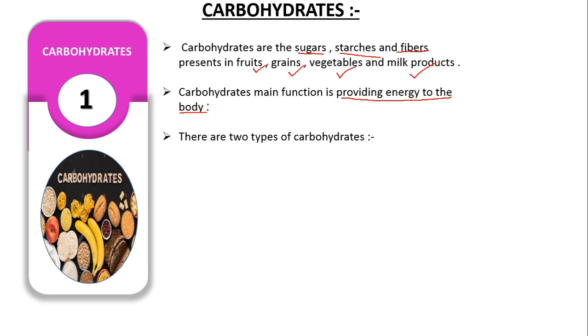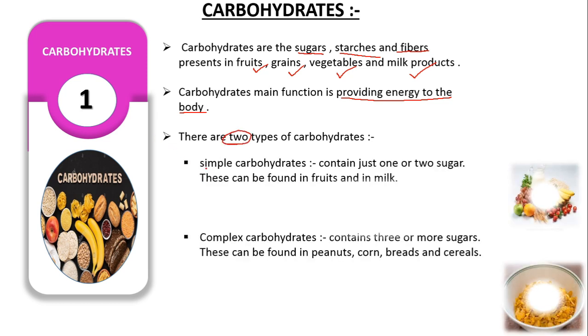And there are two types of carbohydrate. The first one is simple carbohydrate. It contains one or two sugars. The simple carbohydrate can be found in fruits and in milk. The second one is complex carbohydrate. It contains three or more sugars, and these can be found in peanuts, corn, breads, and cereals. And now we will proceed to the next one, that is fat.